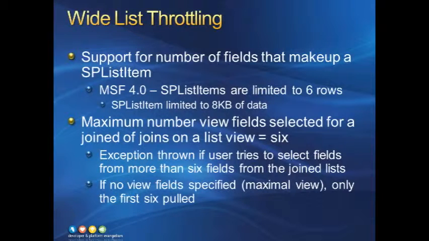Some of the other throttling that we have is that Microsoft has introduced some wide list throttling, so I can only have a certain amount of data inside of a list. This doesn't include the documents or attachments, but essentially the list items are now limited to being only as big as 8K of data inside of them. That's one limit that we have. That's a hard limit.